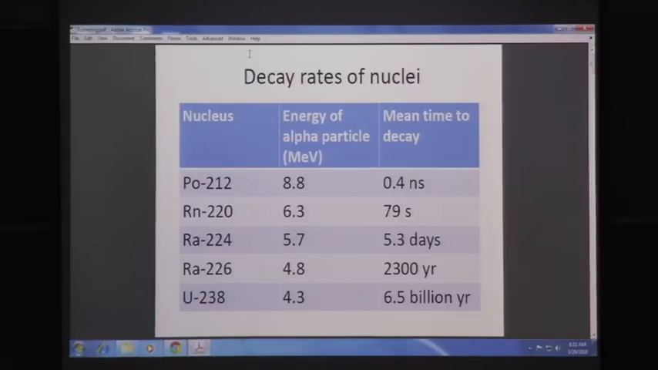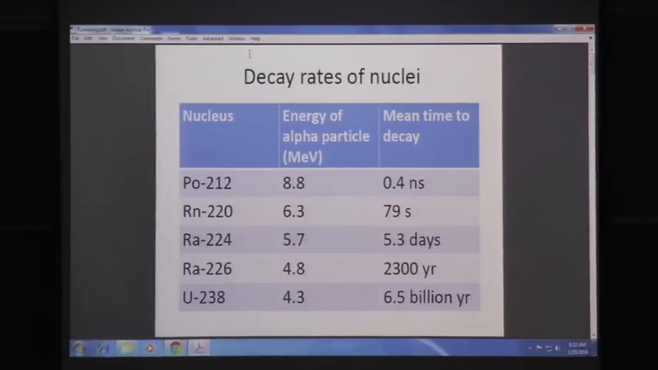However, if you look at the mean time to decay, which is also called the half-life, of these isotopes, there is an enormous range of scale. There is a range of 10 raised to the power 18 orders. This is 0.4 nanoseconds. This is 6.5 billion years, which is half the life of the universe. 13.7 billion years is the life of our universe.